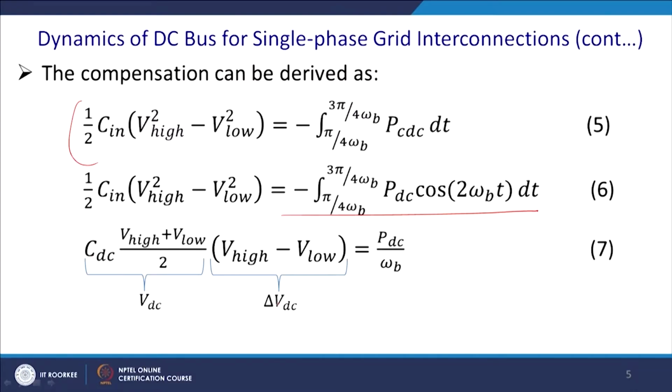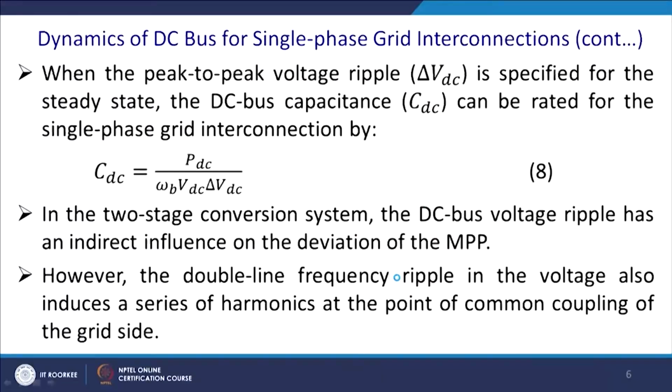capacitor and this voltage. Essentially these two voltages will give you that power by time, that will be P_DC by omega, and it will be essentially P_DC, that is the rate of change of power that will be fed from the system. So, we have to take different kinds of conditions, that is, the dynamics of the DC bus for the single phase interconnections.